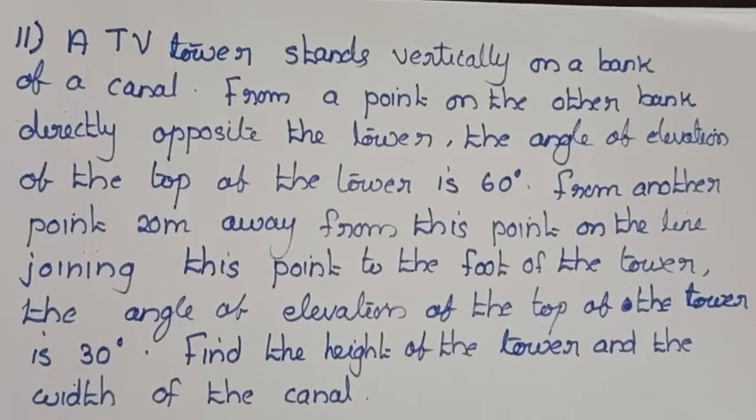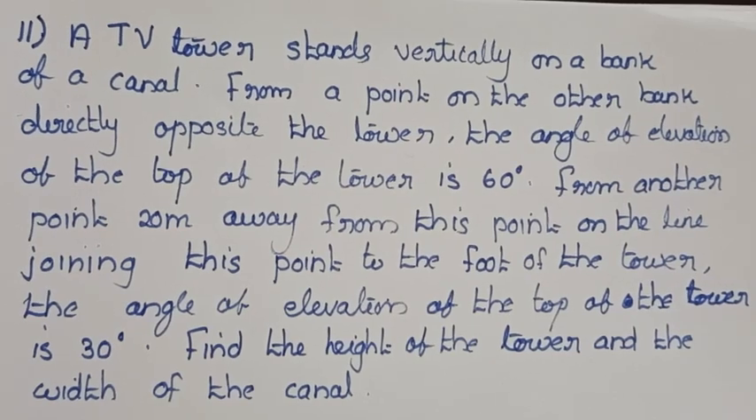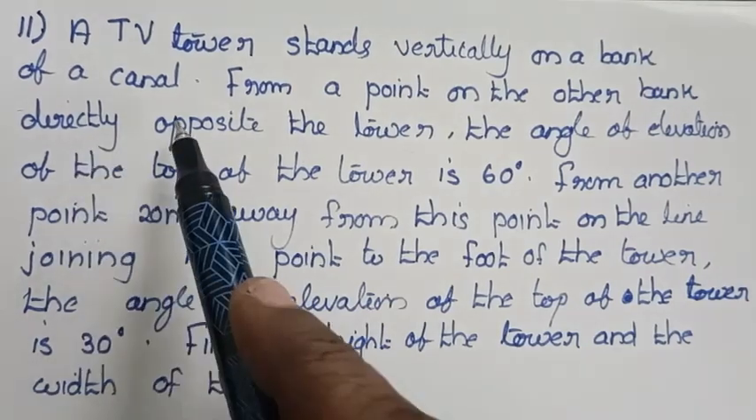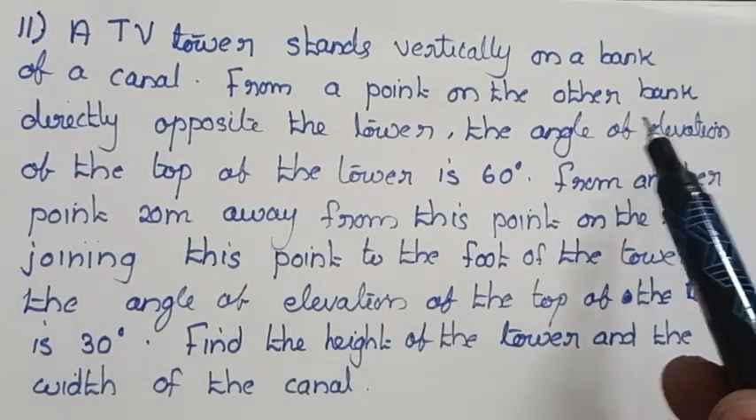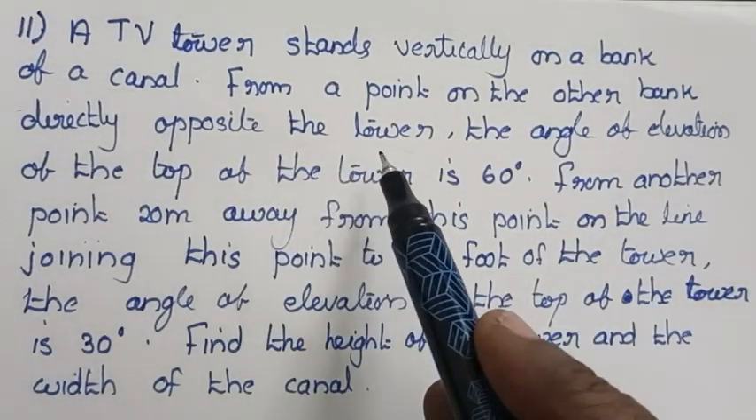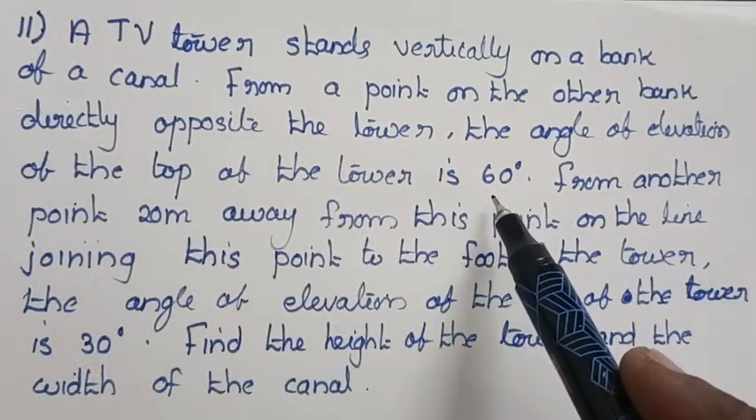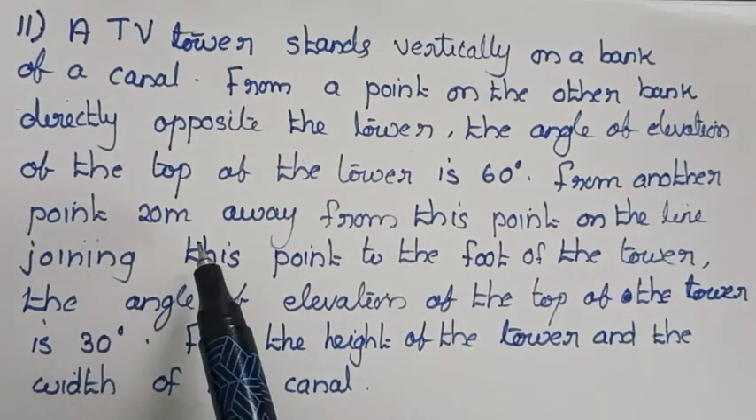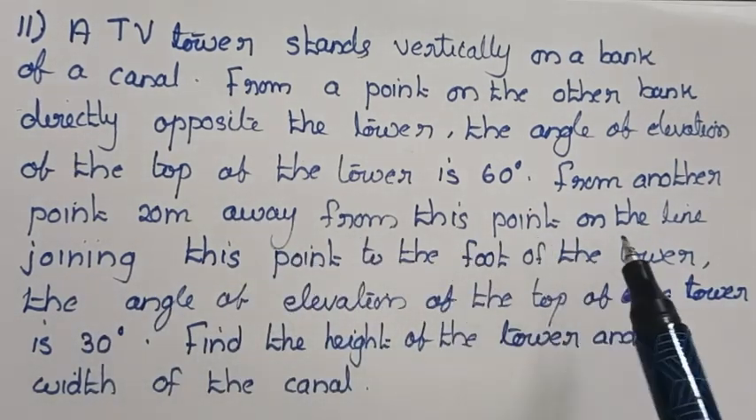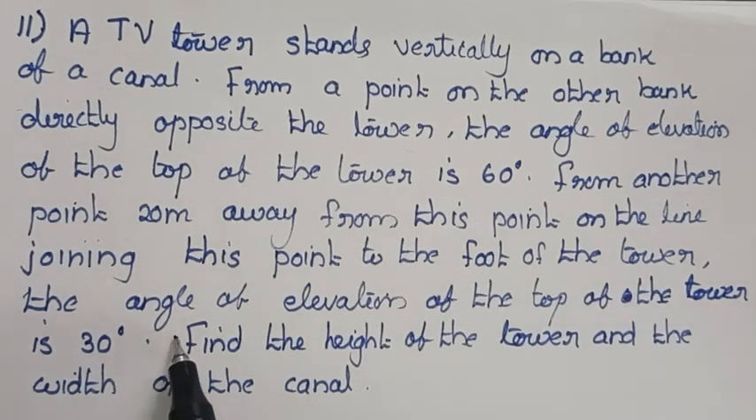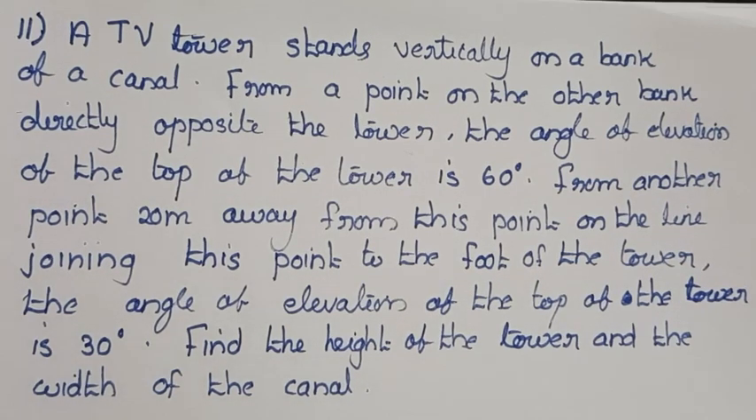Okay. 11th question. A TV tower stands vertically on a bank of a canal. From a point on the other bank directly opposite the tower, the angle of elevation of the top of the tower is 60 degrees. From another point 20 meters away from this point, on the line joining this point to the foot of the tower, the angle of elevation of the top of the tower is 30 degrees. Find the height of the tower and the width of the canal.